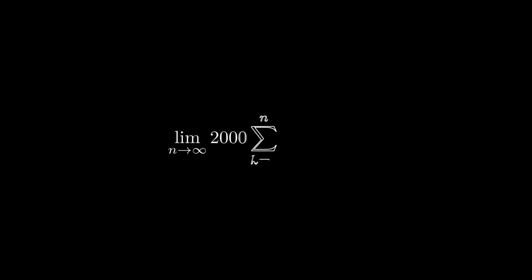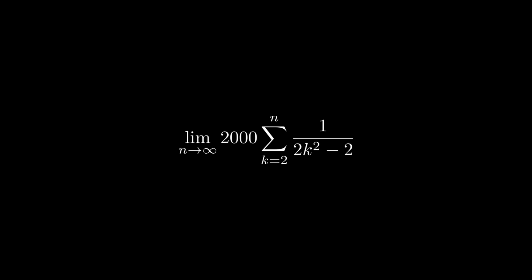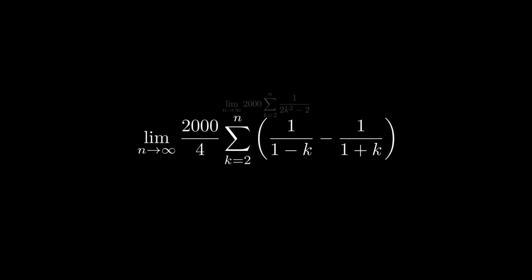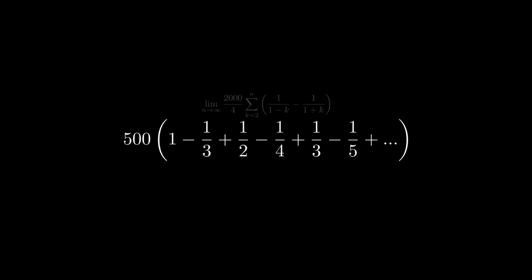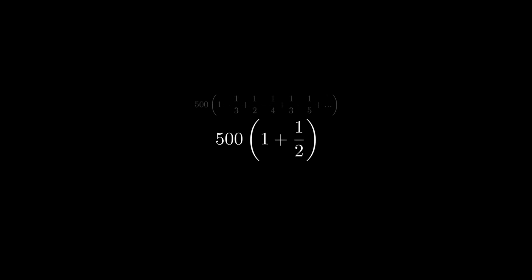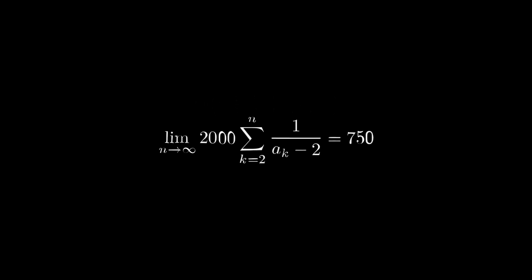So now that we have our general form, we can go back to our problem statement and sub that in. So at the bottom, we have an a squared minus b squared situation, which means we can perform partial fraction decomposition and split it up. Now, if we write out a few terms, we notice that this is actually a telescoping sum, and every term but 1 and 1/2 gets killed. So in the end, we have 500 times 3/2, and we get our final answer of 750.